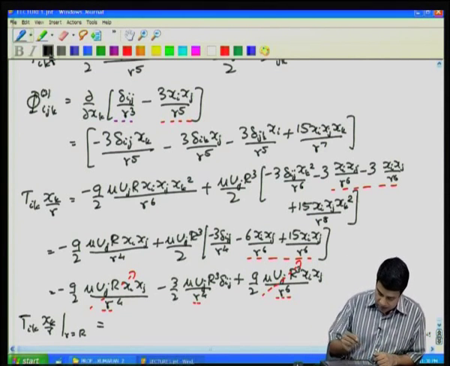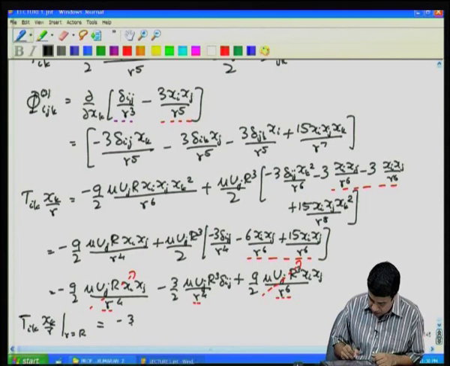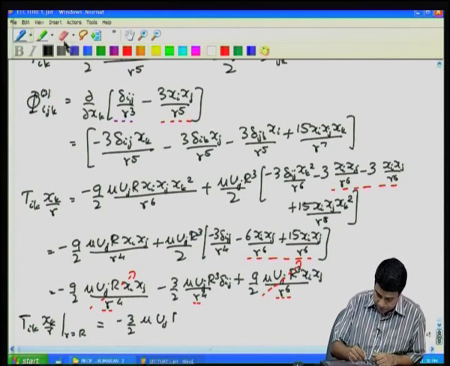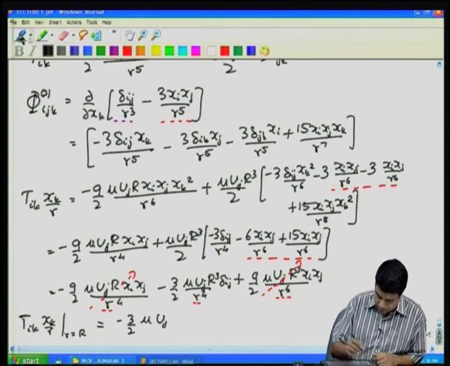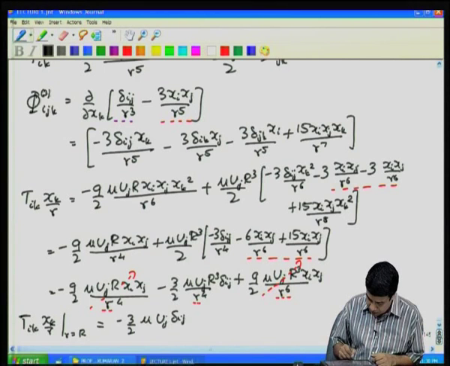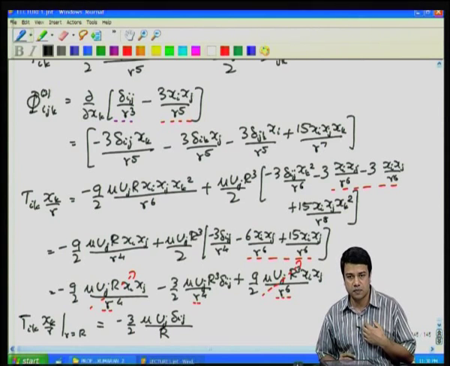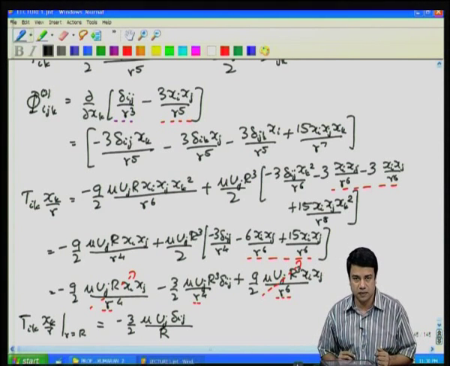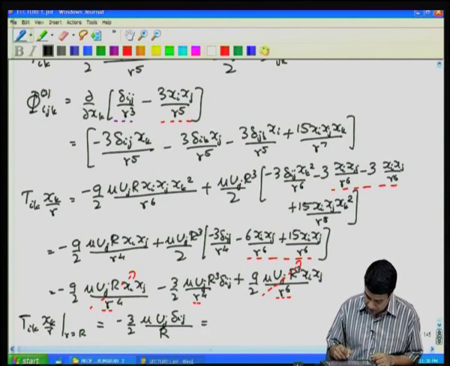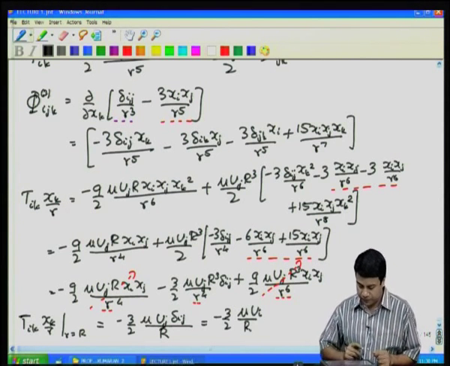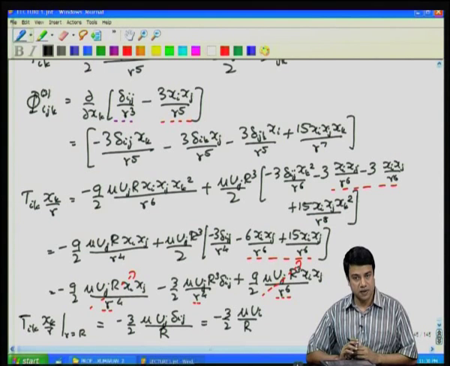And this gives me minus 3 by 2 mu u j delta i j divided by R, because that r cubed in the numerator cancels with r power 4 in the denominator to give me 1 over R. And delta i j times u j is just equal to u i. So, this is the stress dotted with the unit normal on the surface of the sphere.